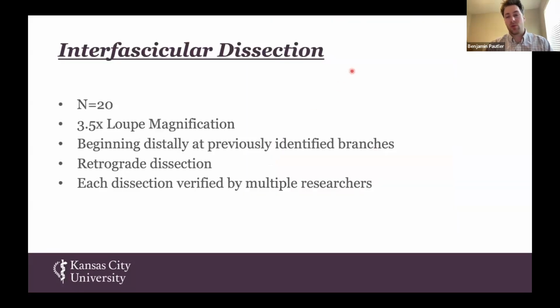Moving on, once we completed our grids, we were able to go into our interfascicular dissection, where we separated out those individual fascicles. Due to the complexity of this dissection, instead of doing the same sample size of 54 as with the others, we only did it in 20. Dissections were done under 3.5 times loupe magnification, beginning distally, as I mentioned, at those previously identified branch points, which is why that initial dissection was so important, and progressing in a retrograde fashion back upwards towards the elbow, with each dissection being verified by multiple researchers.